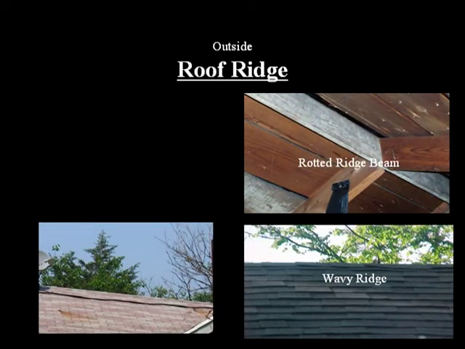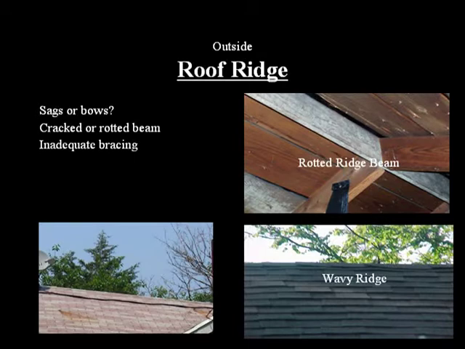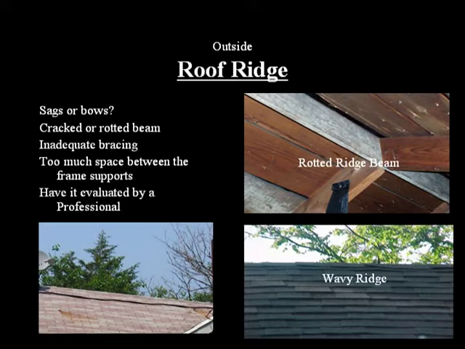The first thing to look at is the peak, also called the ridge. It should be straight all the way across the roof line. If there are any parts that sag or bow downward, it's likely caused by a cracked or rotting ridge beam, inadequate bracing, or inadequate spacing of the wood frame supports. Regardless, if you have this symptom, have it evaluated by a professional.